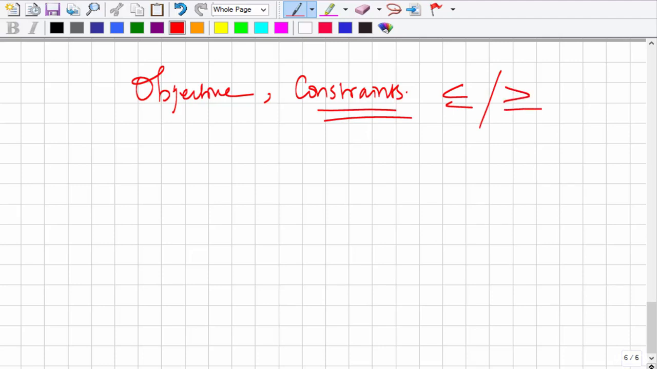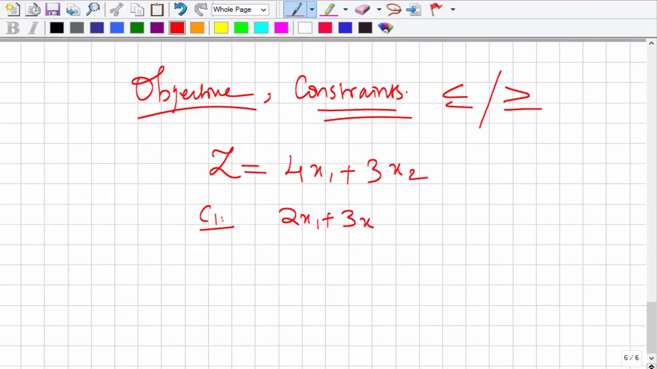Say for example, there is a constraint when you have an objective function. Let's say your objective is maximizing profit, where z is equal to, say, 4x1 plus 3x2. This is your objective function and you have a constraint. Let's say constraint number 1 is 2x1 plus 3x2 should be less than or equal to 10. So when you have a constraint like this, how can you proceed further? Let's say you have one more constraint, or even one constraint is sufficient to identify the feasible region.